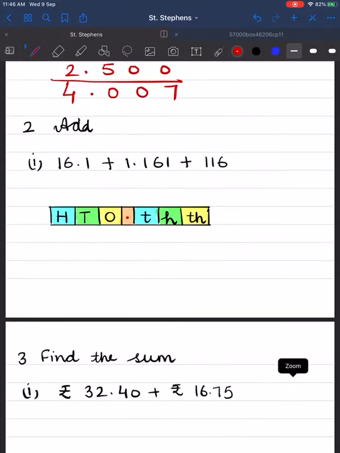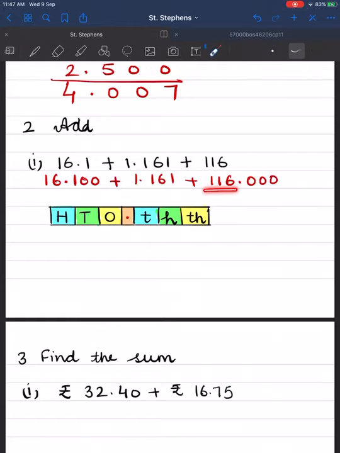Now let's move to question 2. Again we have to add. So let's convert the given decimals into like decimals having three decimal places. So we have 16.100 plus 1.161 plus 116.000. 116 is a whole number, so any whole number can be converted into decimal number by putting decimal after the whole number and then adding zeros.